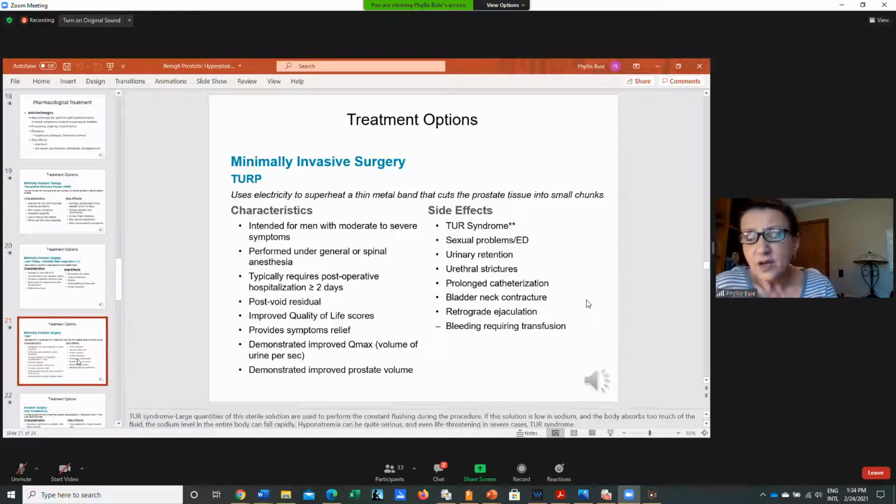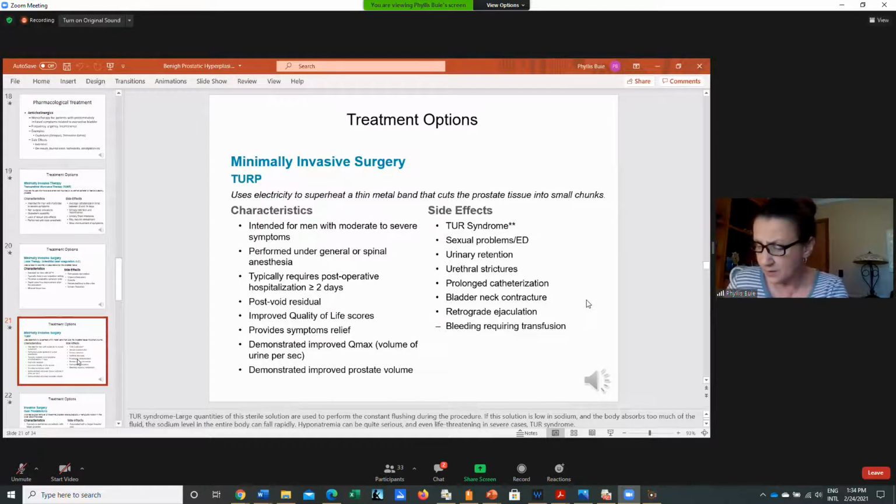And then we're going to talk about the TUR syndrome too in just a few minutes. Contractures in the urinary tract, the strictures, and then contractures of the bladder neck are also things that are seen with this particular type of procedure. And occasionally the patient may have to have some blood transfusions. Typically they don't, but it's certainly something that is not uncommon for these patients.